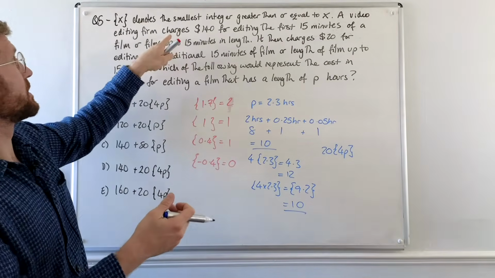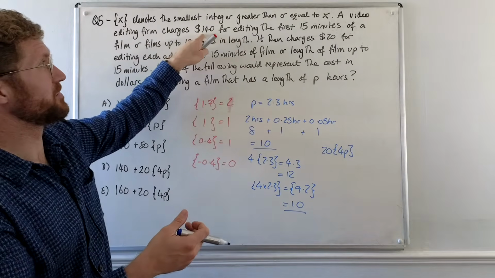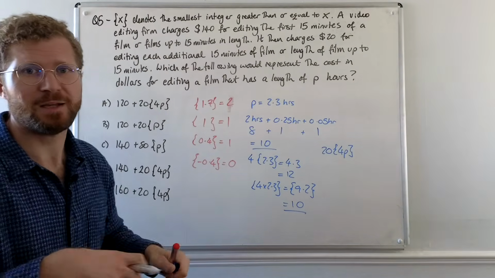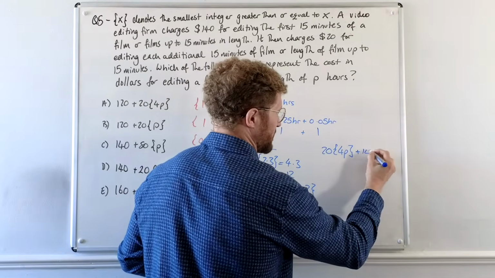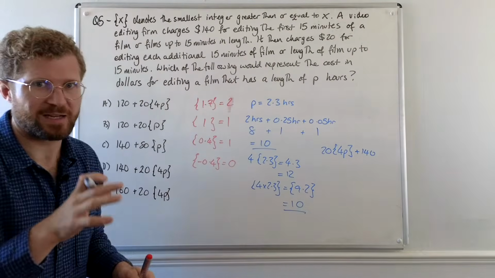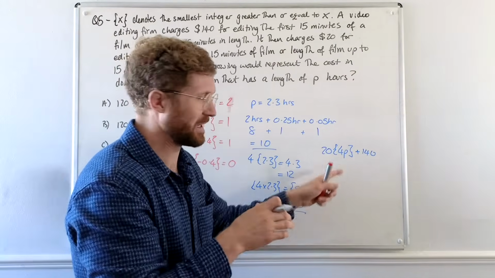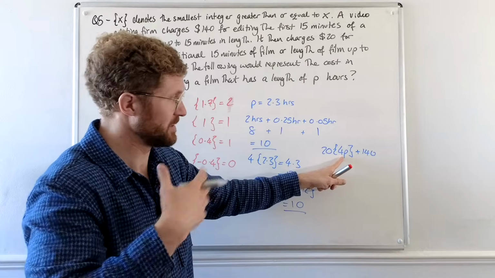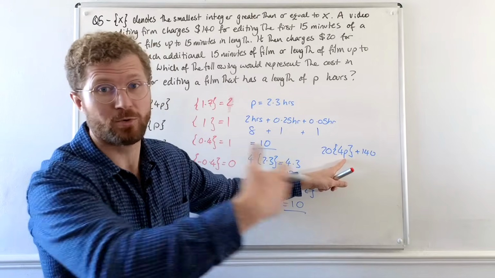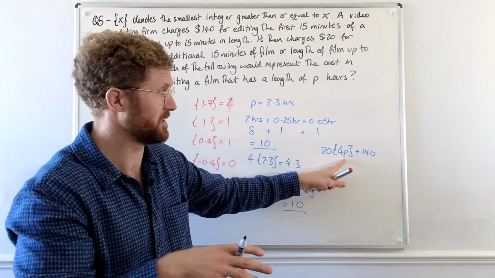But then we were told at the start they're going to charge $140 for editing the first 15 minutes of a film. So the first 15 minutes is a bit special here. So I need to add on 140, but being careful, in this formula I've counted that first 15 minutes twice because I've built it into this 4p. P is just the total time of the film. It includes that first 15 minutes.